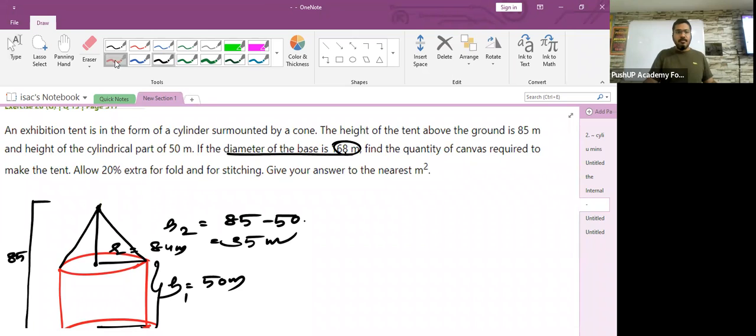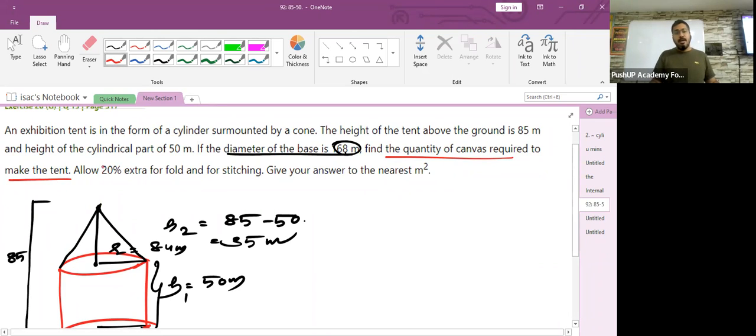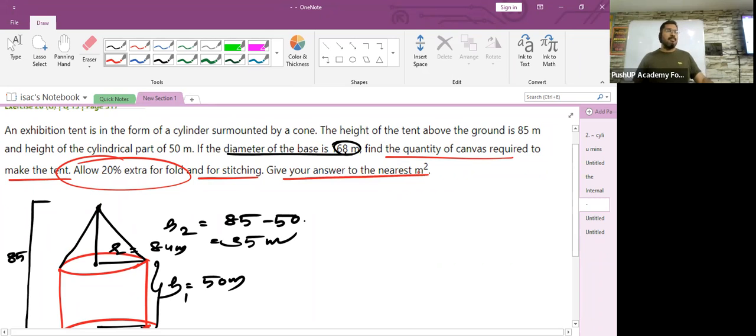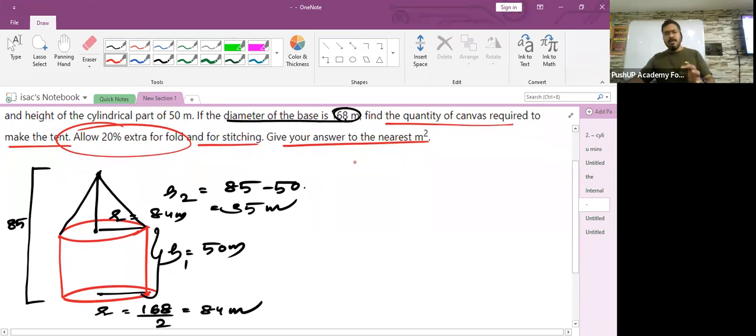Nabil, pay attention here. They are asking you to find the quantity of canvas required to make the tent. Allow 20% extra for fold and stitching. Give your answer to the nearest meter square. Children, first, they are asking us to find the quantity of canvas required to make a tent. Then allow 20% extra for folding and stitching. That we will do later.